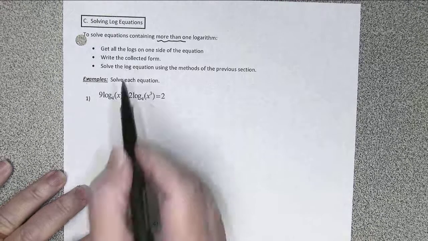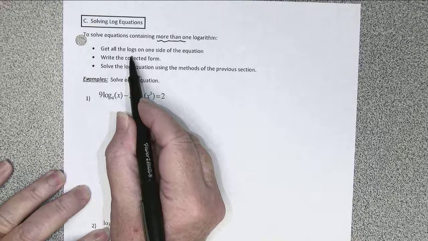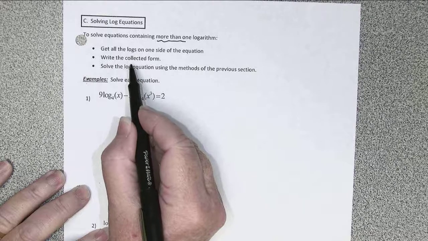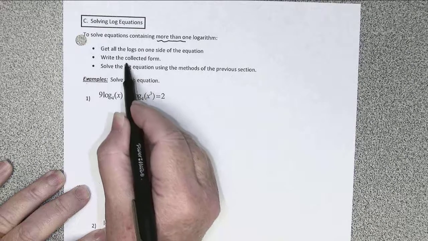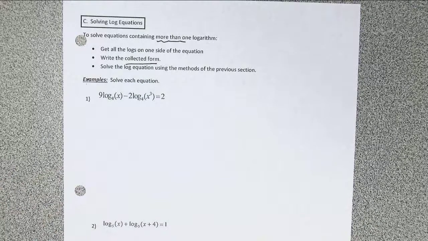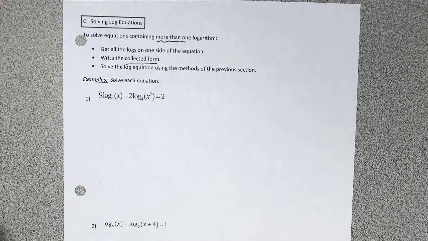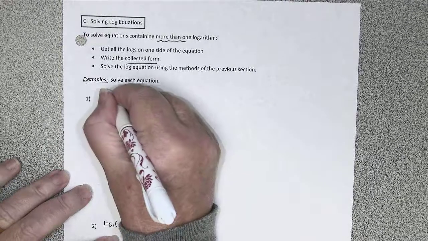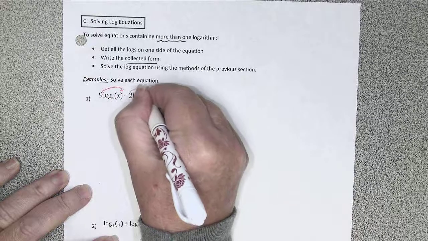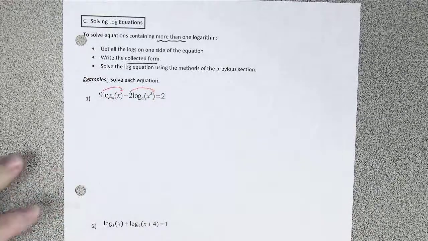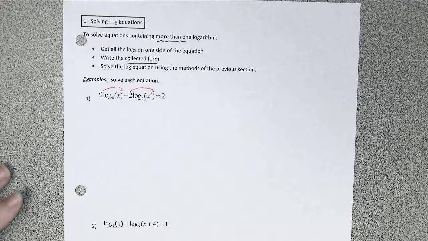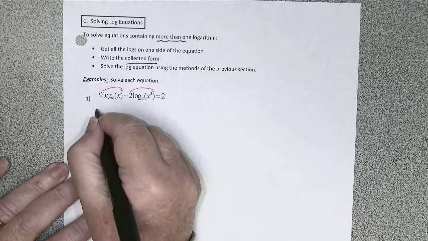So our strategy is going to be to start by getting all of our logs on one side so that we can write then the collected form. After we've got the collected form, we should be able to use the exact same strategies as we used in section 3.8 to solve the problems. So as I look at number 1, I'll begin by saying, let's go ahead and take those multipliers again, put them back up as exponents to work toward a collected form.